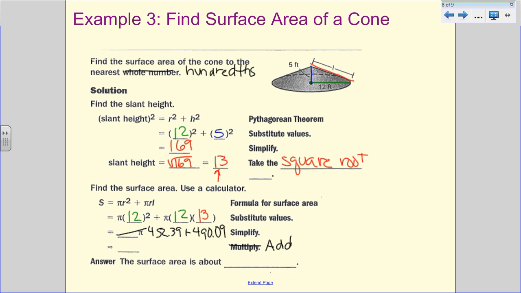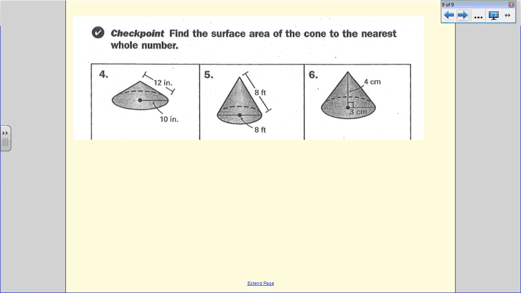And so we get 452.39 plus 490.09. And we get approximately 942.48. So the surface area is about 942.48. We need to use our units. So this is feet squared. So you guys have a couple of checkpoints to do here.